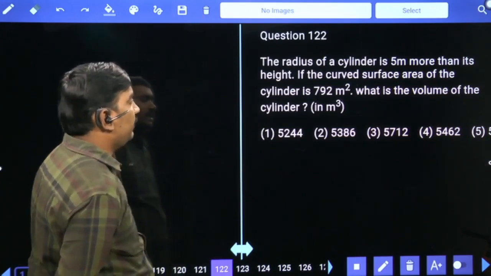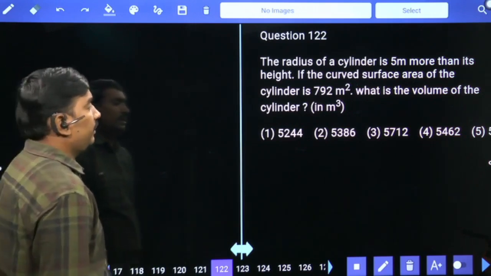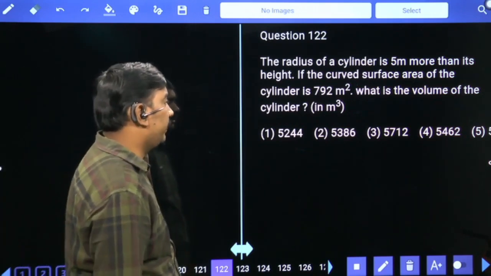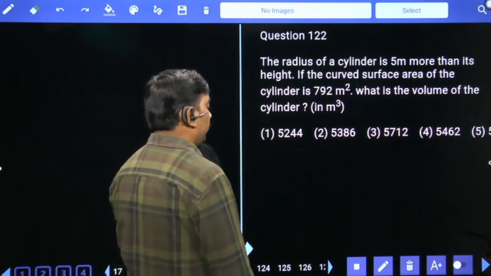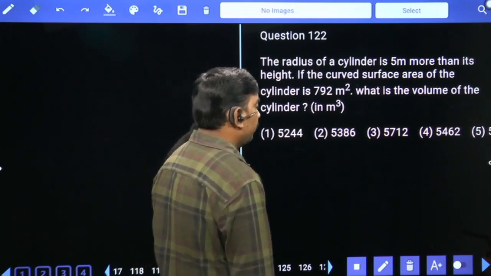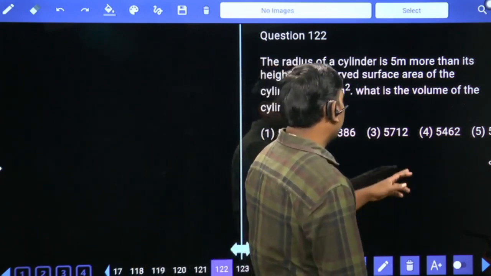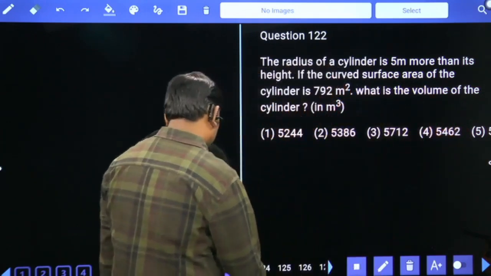The radius of a cylinder is 5 meters more than its height. If the curved surface area of the cylinder is 792, what is the volume of the cylinder? Volume of cylinder means pi r square h, so a multiple of 11 is your answer. First option no. Second option no. Third option no. Fourth option no. Fifth option is your answer.